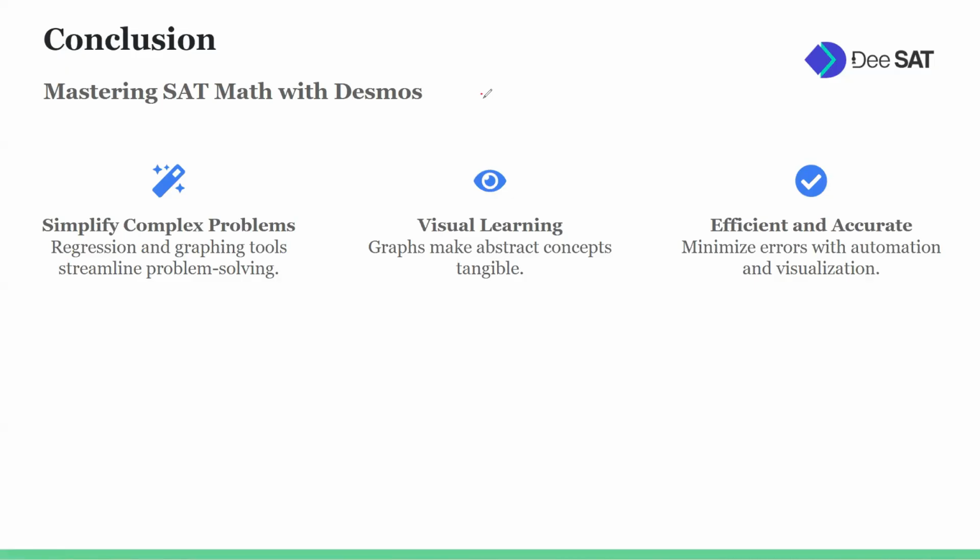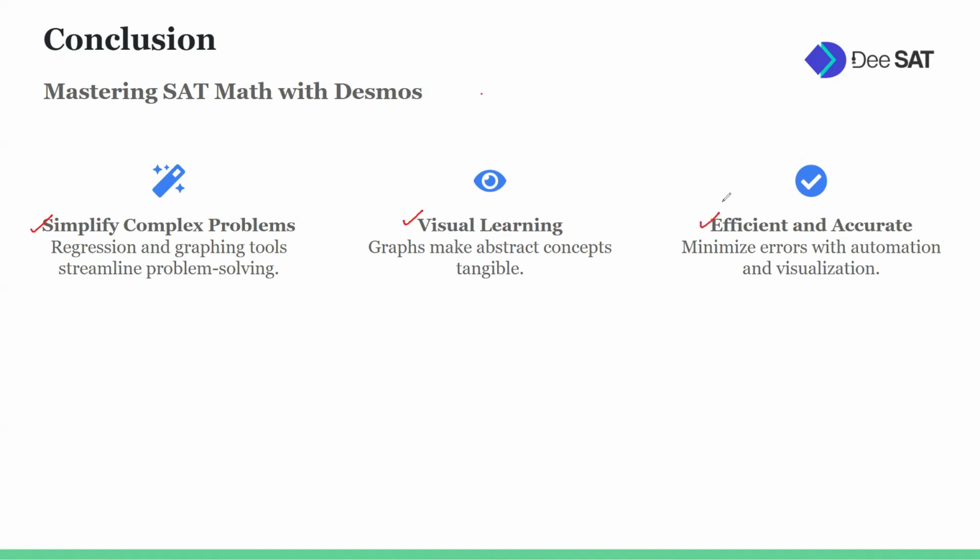To conclude our session on mastering SAT math with Desmos, let's recap its key benefits. Simplify complex problems. Desmos simplifies even the trickiest equations with its regression and graphing tools. It streamlines the problem-solving process, letting you focus on understanding rather than getting bogged down in lengthy calculations. Visual learning. Graphing equations in Desmos makes abstract mathematical concepts tangible. You can literally see how equations behave, which makes it easier to grasp the relationship between the variables.